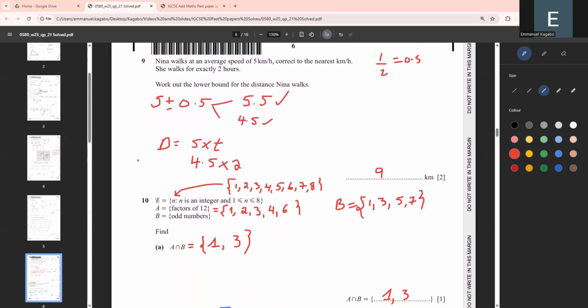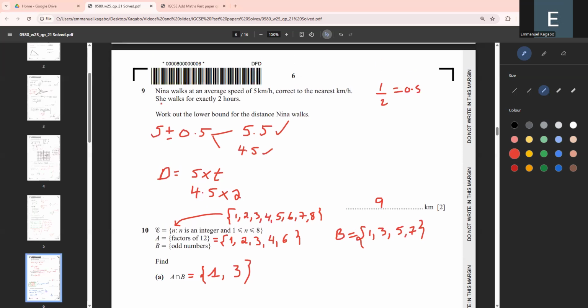Very good. Now, we know that distance is equal to speed times time. Now, they told you he walks for exactly 2 hours. The time is that. So distance is equal to that. And they said work out the lower limit. So I have to get the lower limit of speed times the time. They didn't tell me if I'm rounding, if I'm correcting my hours, anything. That's why I didn't define an upper limit or lower limit of time.